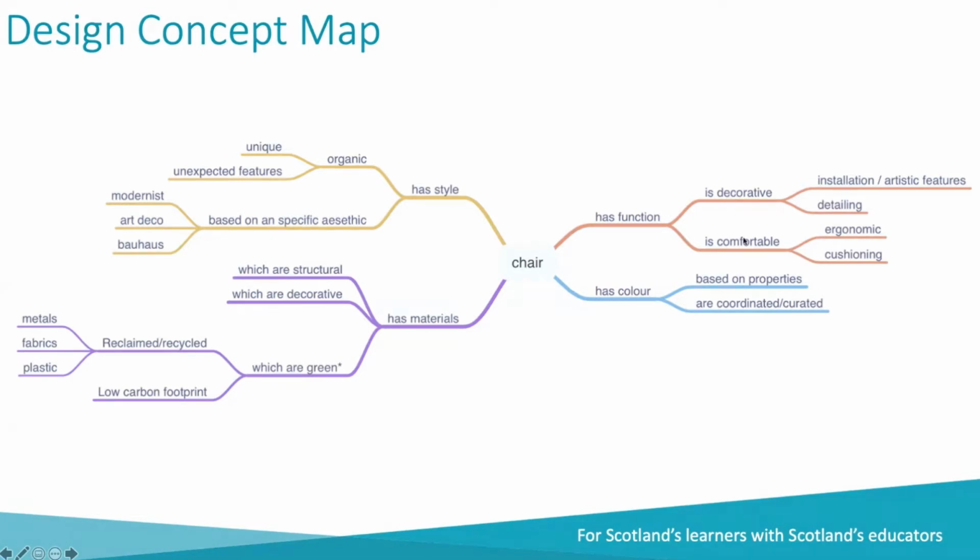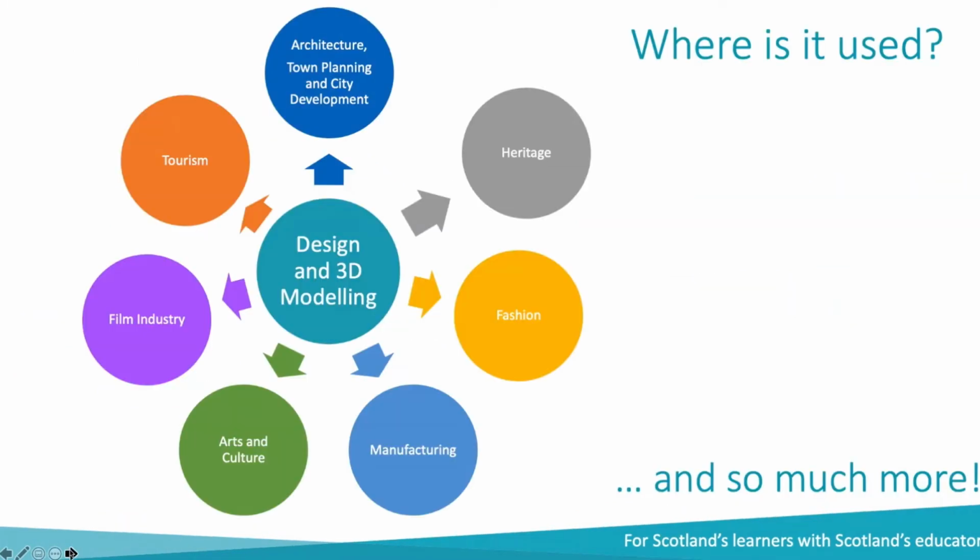So is my chair going to be decorative, or is it going to be just designed for comfort? So, you know, when you maybe go and you see something that looks beautiful, but it's horrific to sit on. So I would always choose comfortable. And then is it going to be ergonomic, or is it going to have a specific cushioning? We're going to use our design principles to create something.